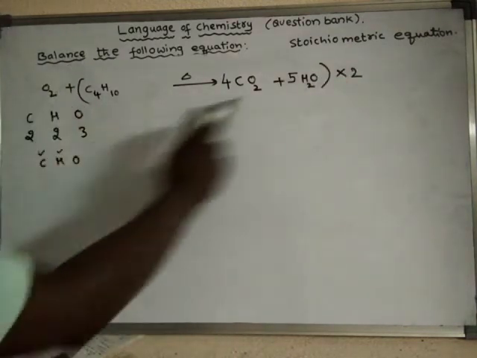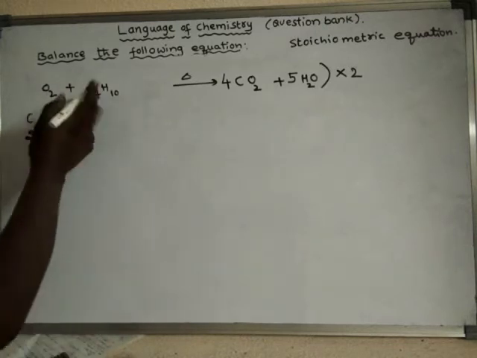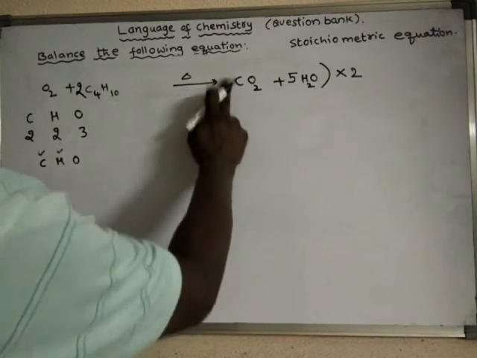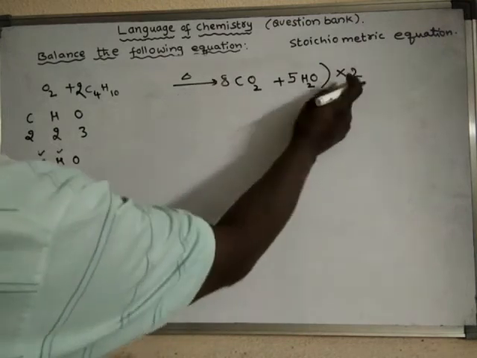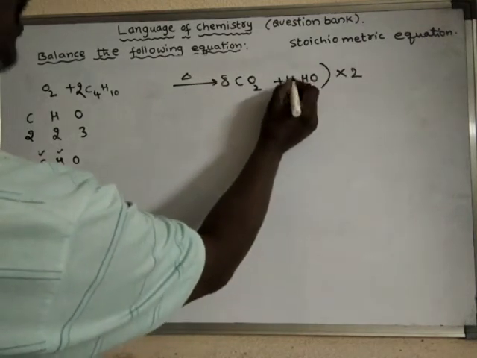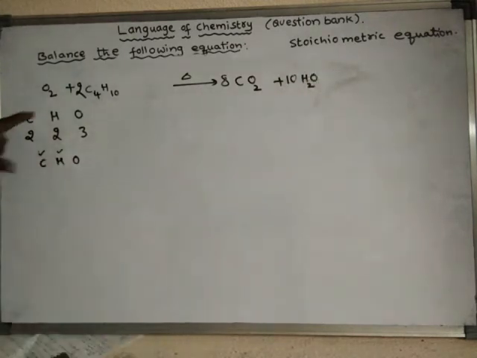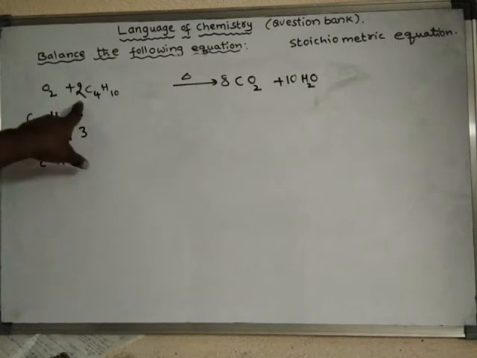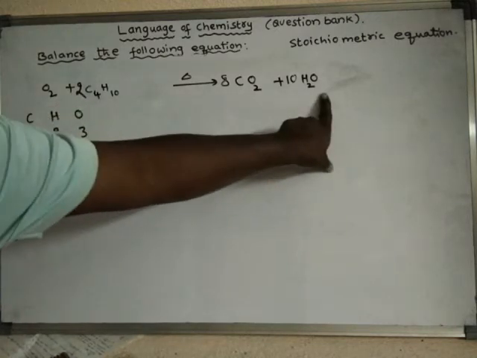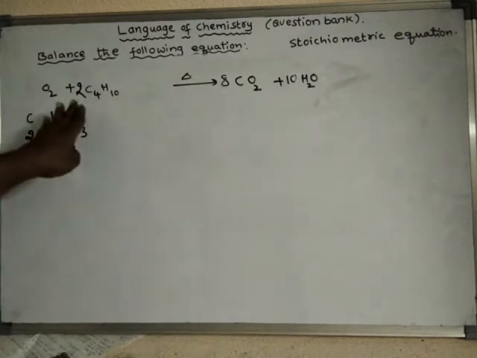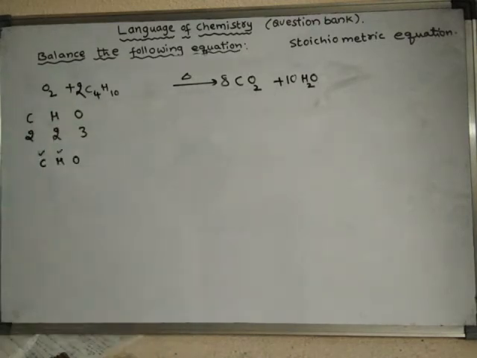Okay. So after multiplying with 2, now we will get here 2. Here it will become double. So now we will get 8, and here it will become 10. Excluding this one, our entire equation should be multiplied with 2. Now, after multiplying with 2, check for the balancing of the equation.